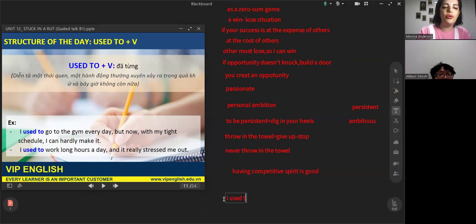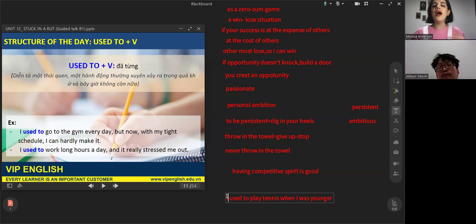I used to play tennis when I was, for example, younger. I used to. It means maybe I did this in the past 2 or 3 times a week, so something regularly. But the point here is this structure, I used to, that's really easy.